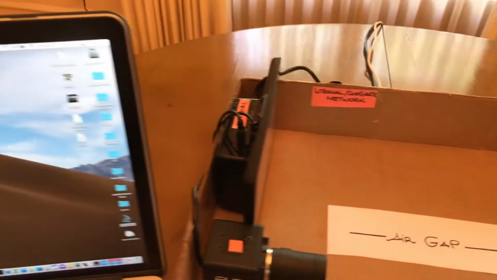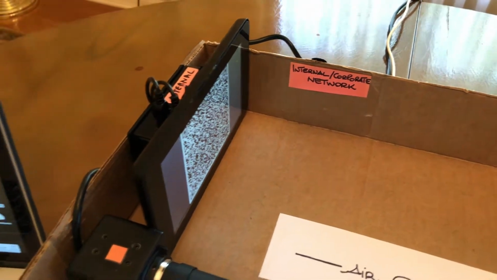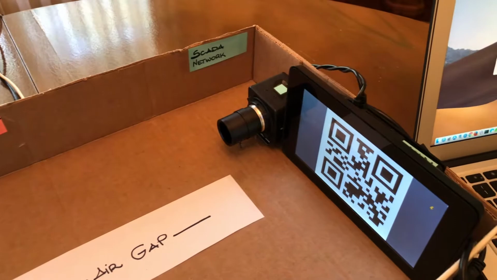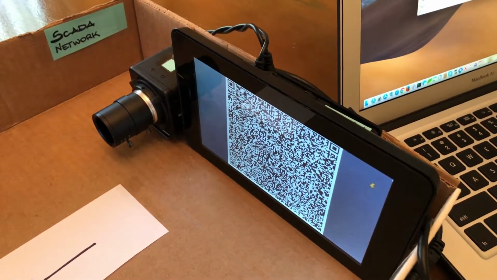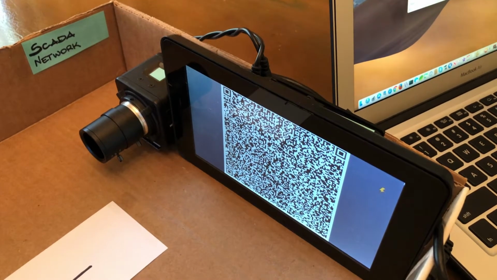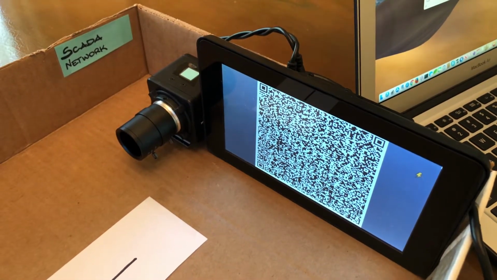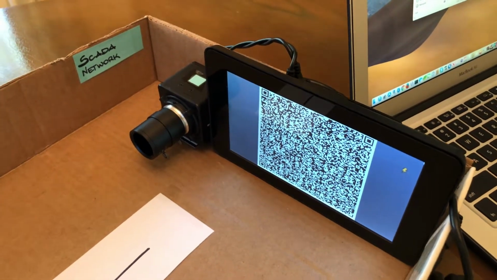that will be converted into a QR code, which is going to be received by the device in the SCADA network, which will in turn retrieve the file and convert it into a series of QR codes. Again, this is very low quality hardware, so the conversion and encoding is going to be very, very slow.